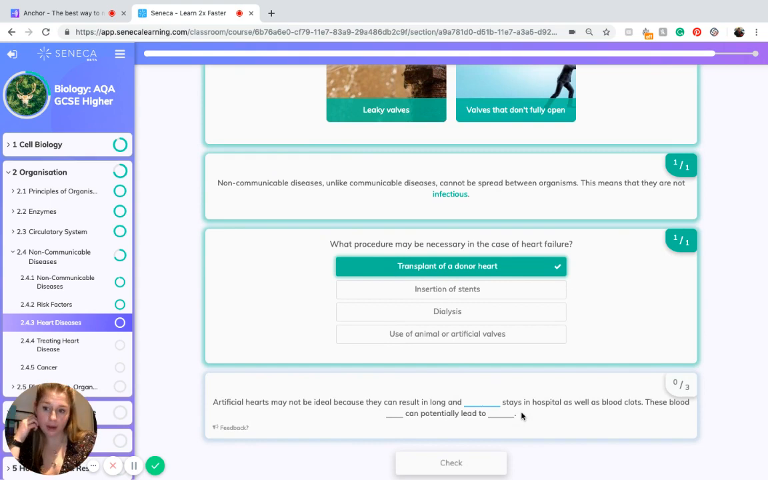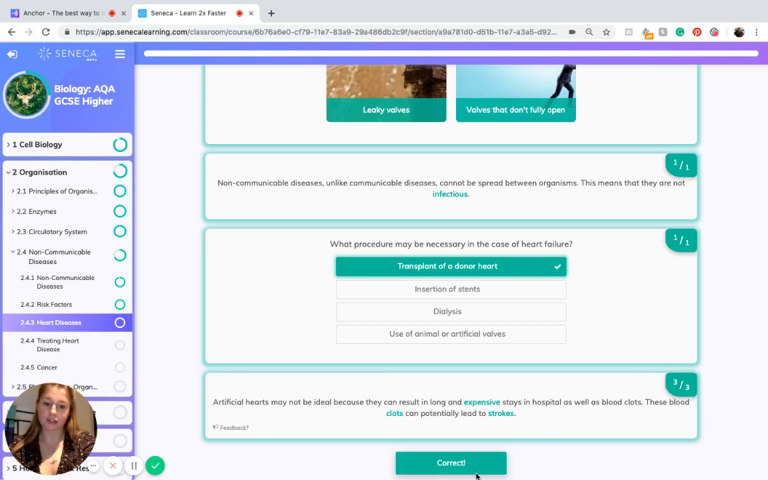And then while they are waiting, as these wait lists can be long, they may have an artificial heart. Artificial hearts may not be ideal because they can result in long and expensive stays in hospital, as well as blood clots. And these blood clots can potentially lead to strokes. So these are the disadvantages of artificial hearts.